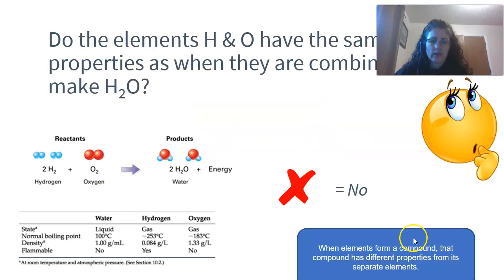All right, so we can see that we have those 2 hydrogen, the oxygen, we form water and energy. And if we look at their properties, the answer is no. When elements form a compound, the compound is going to have different properties from its elements. So we can look through and examine and see that hydrogen and oxygen both have different properties than water.